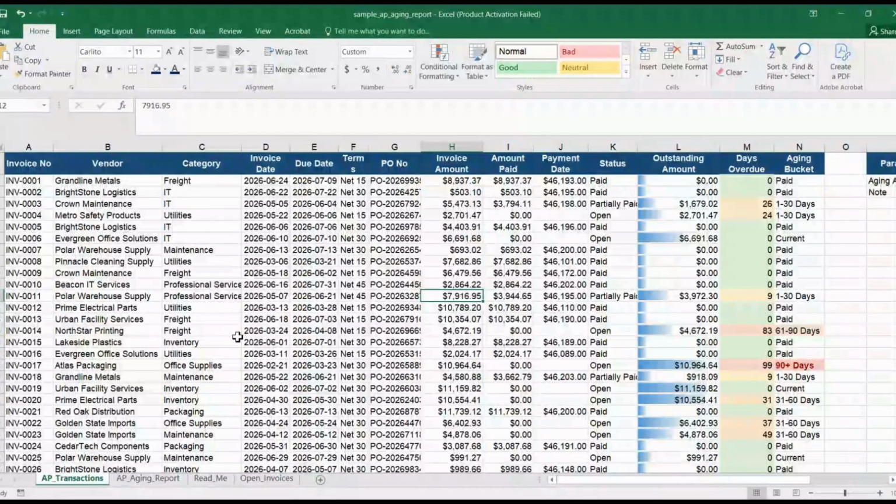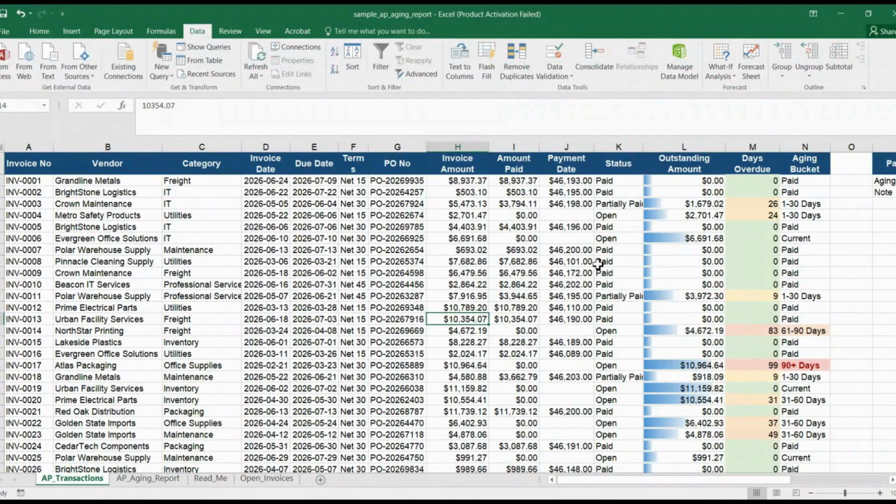So starting with the transaction sheet, each row represents a vendor invoice. For each invoice, the report shows the vendor name, the due date, the total invoice amount, and the outstanding balance. This is the outstanding amount. It also has the amount paid, which is a part payment paid.